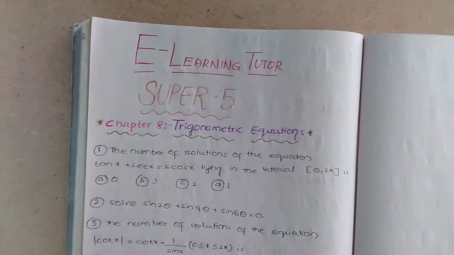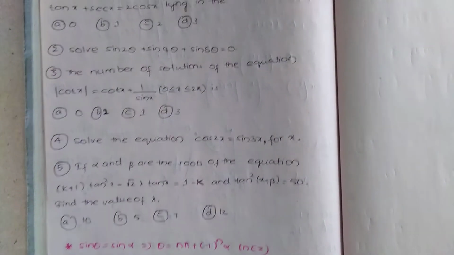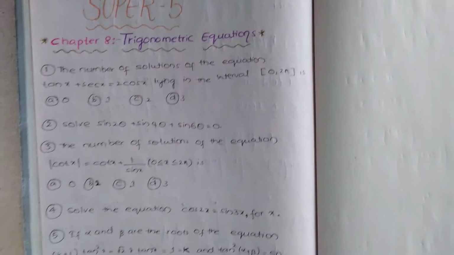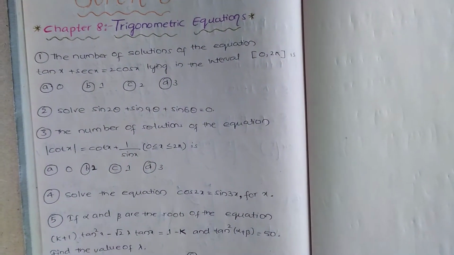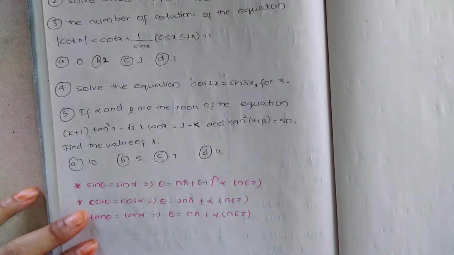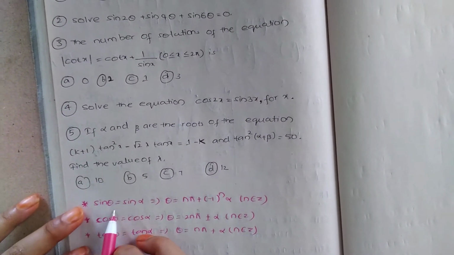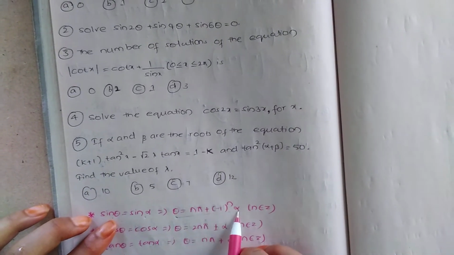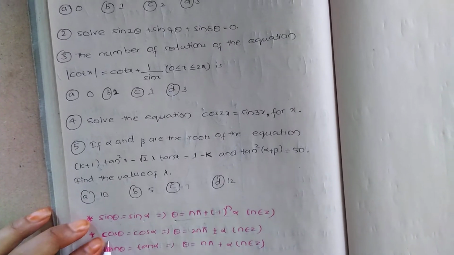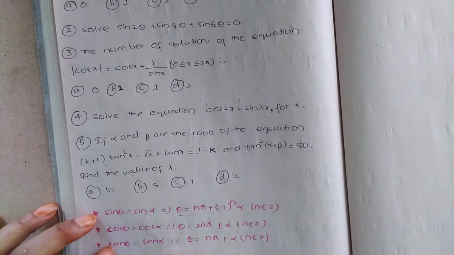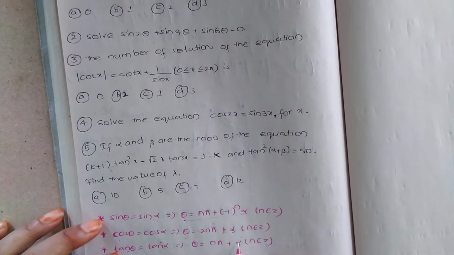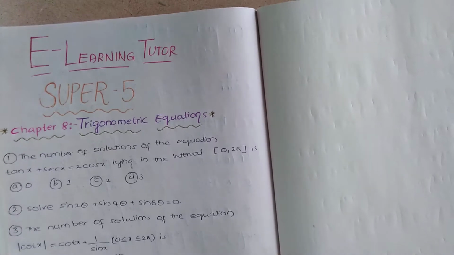So first, see all the questions that we are going to do today. Trigonometric equations will run around these three formulas. First, let's go through these formulas. When sin theta is equal to sin alpha, theta value will be in this range. Same for cos theta, it will be in this range. Tan theta will be in this range with respect to alpha. Well, let's go to the questions.